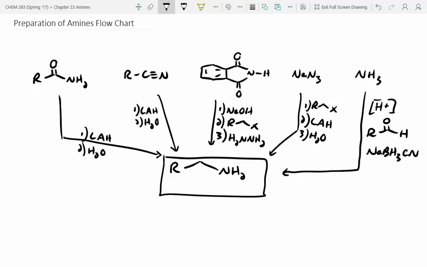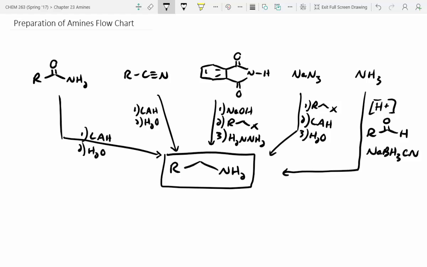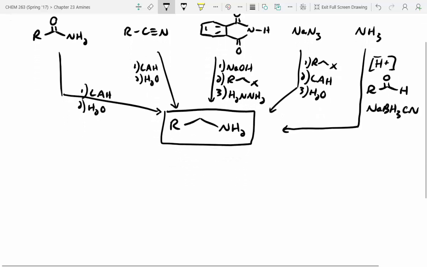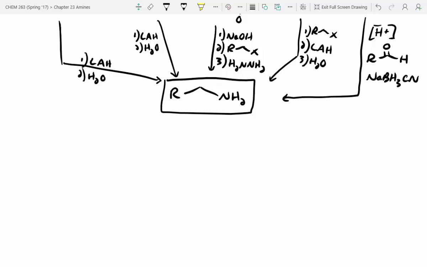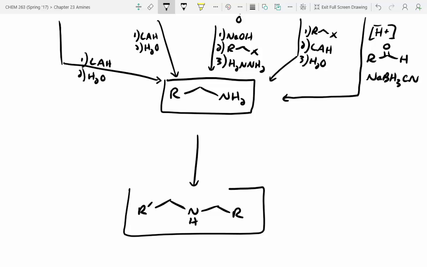I'm going to clean this up. However, you can't get tempted to use alkylation because you run into that overalkylation problem. All right, so let's say we want to make, instead of a primary amine, a secondary amine. I'll call this R prime. How can we accomplish this transformation using the chemistry that we know?